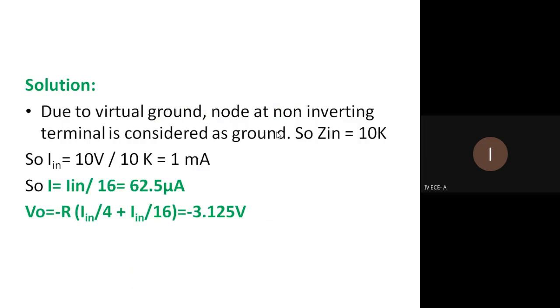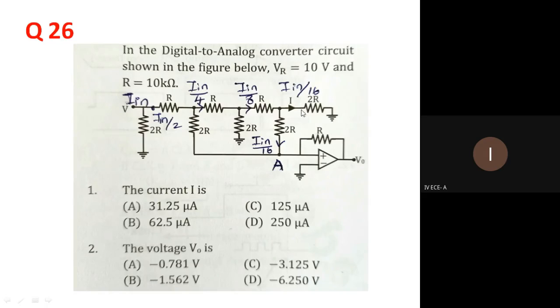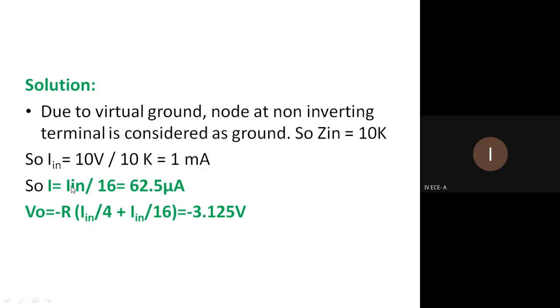Right, explanation, very simple. Due to the virtual ground, the inverting terminal node is considered as ground. So the input impedance is 10 kilo ohm. So I in is equal to 10 volts divided by 10K. It gives the value of 1 milliamp. Next, I is equal to I in by 16. The value of I in is 1 milliamp. So 1 milliamp divided by 16 gives the value of 62.5 microamps.